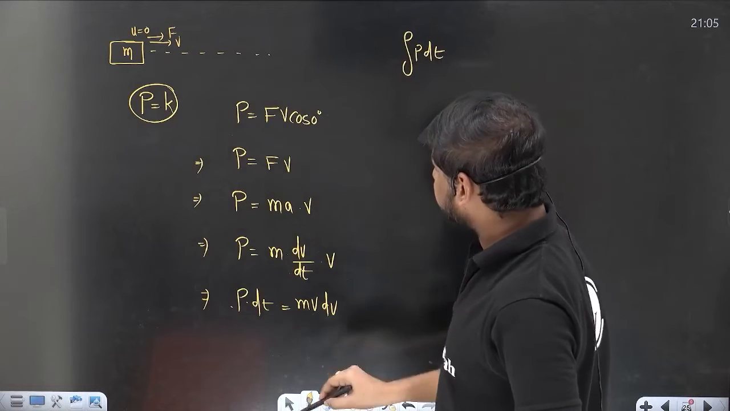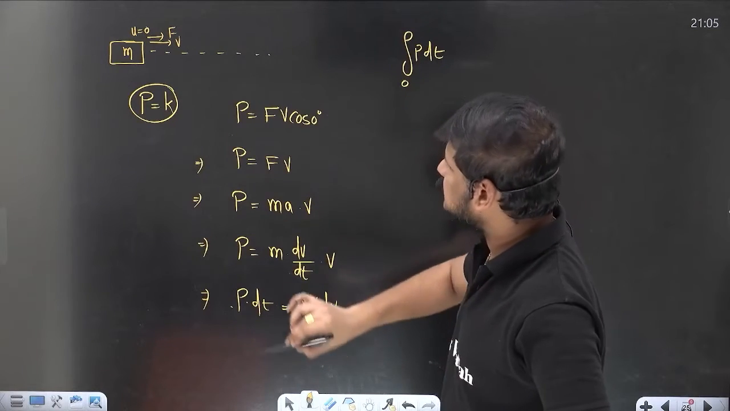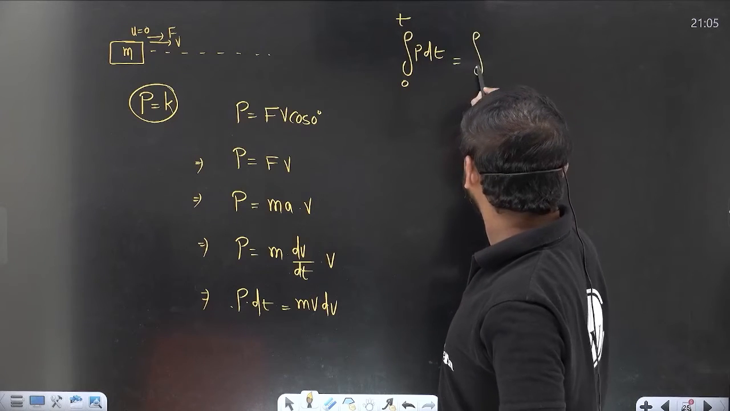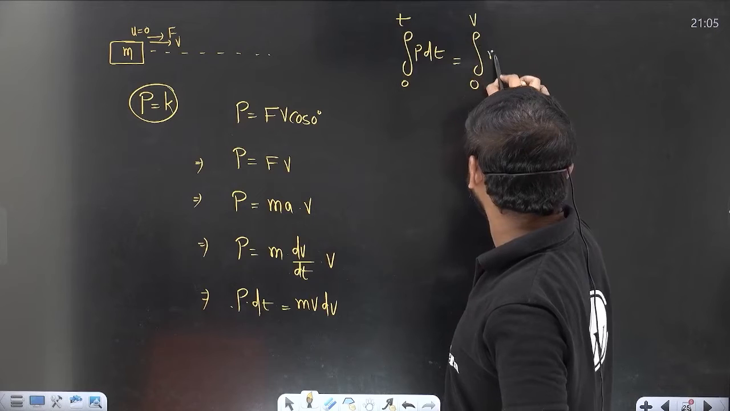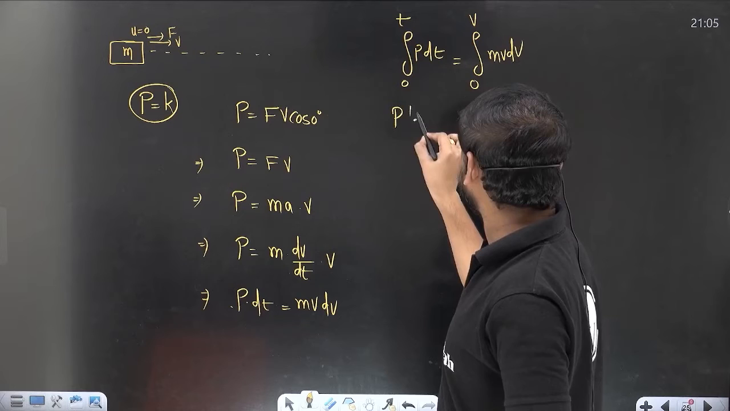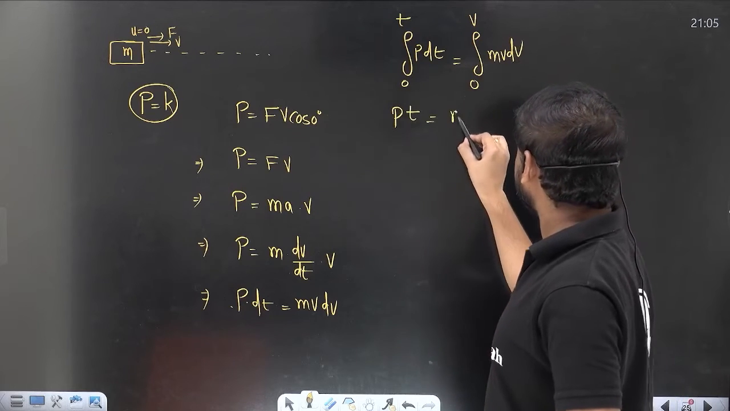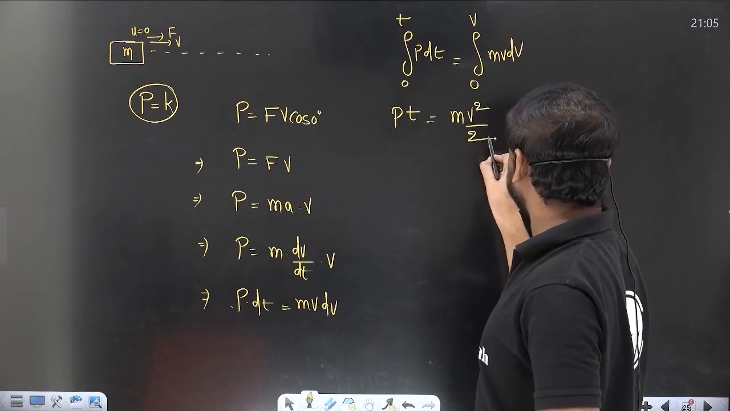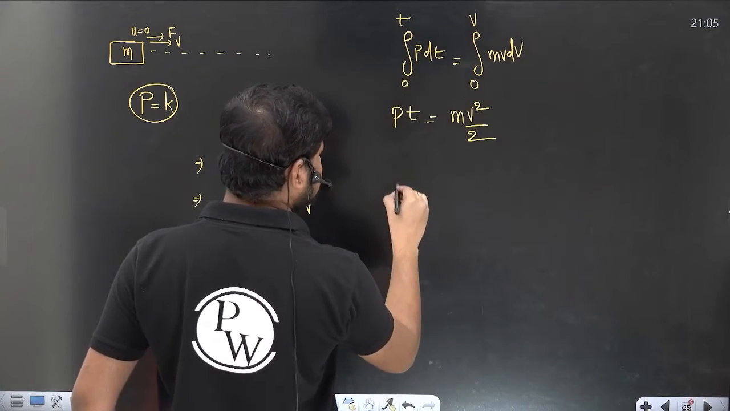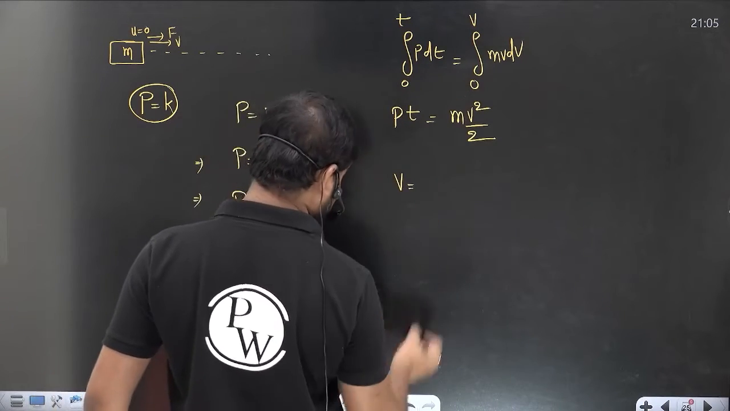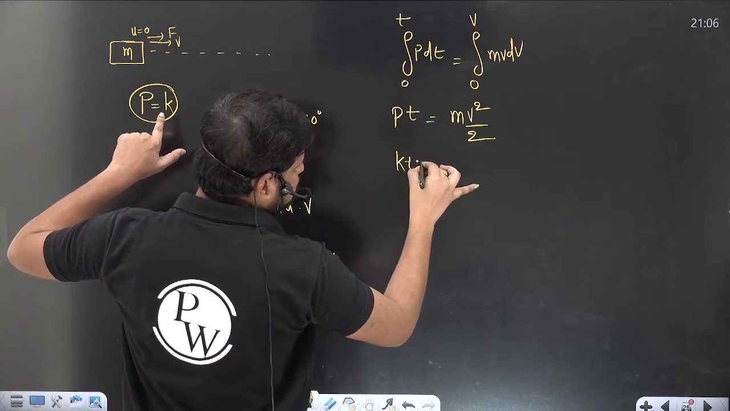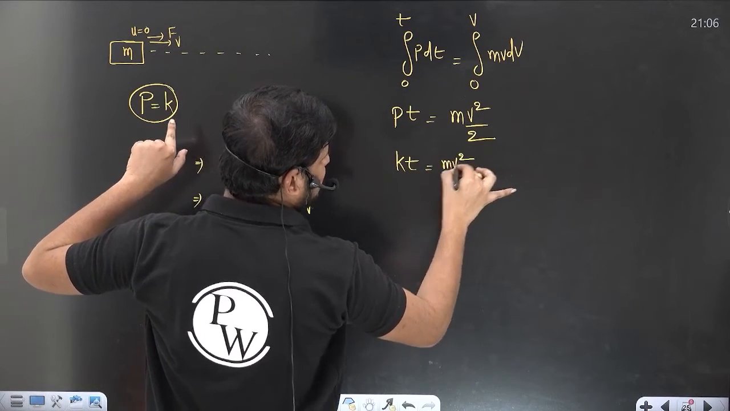The integration of P dt, initially let's suppose it started from t equal to 0 seconds, and after some time t it is attaining some velocity v, so 0 to some velocity v, m v dv, right? So here P into, the integration of dt is t, and here I can write m v square by 2. So in place of power, let's write k, because they said power is equal to k watts. So k t is equal to m v square by 2, right?